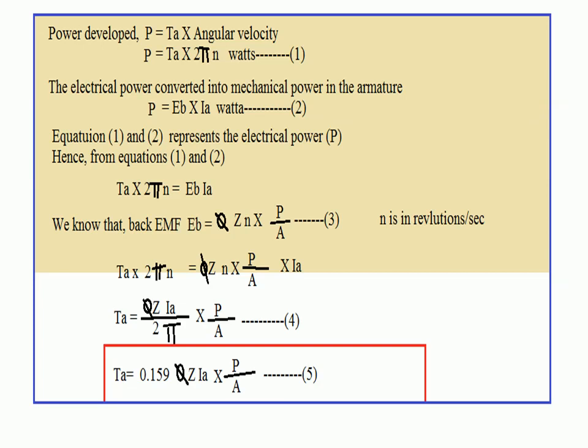Hence, equate. Finally, we get, remember equation 4 or equation 5: torque equals phi ZIA divided by 2 pi into P by A, where P is the number of poles and A is the number of parallel paths. Or you can simplify it, torque equals 0.159 phi ZIA into P by A. You remember already from the EMF equation, P by A, phi, Z, IA, these five things. This derivation gives 7 to 8 marks. Derive an expression for torque developed in a motor. Remember this equation to calculate the problems.